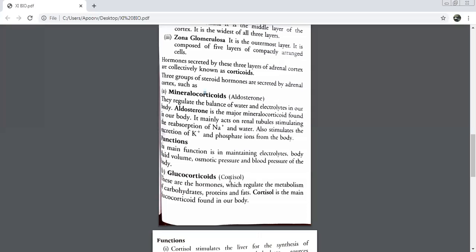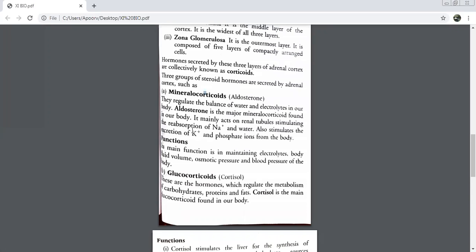The other name is cortisol. Okay, what is the other name we have? Cortisol. These are the hormones which control the metabolism of carbohydrates, proteins, and fats. Gluco, from this word you can take it. So carbohydrates, proteins, and fat. And which is the main corticoid found in our body? It is cortisol.